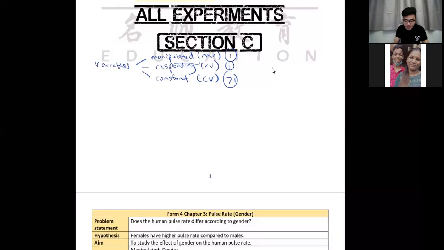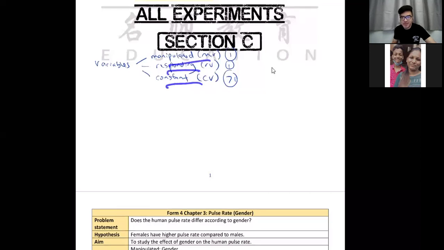You see, you can only have one MV always. If you have more than one MV, then your experiment is invalid. Your experiment is wrong. So if you can get your MV, RV, and CV right, that means you understand what you are doing. If you don't, that means you don't understand the experiment, you have no idea. You are blur as hell. All right. So your MV, your RV, and your CV. You always have one, and more than one.